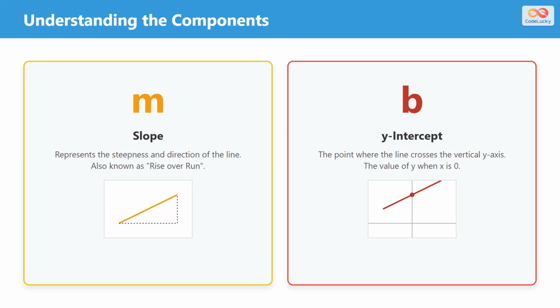Let's break down those two variables. The letter m stands for slope. Slope tells us how steep the line is and which direction it goes. You might remember it as rise over run. The letter b stands for the y-intercept. This is the exact point where the line crosses the vertical y-axis.